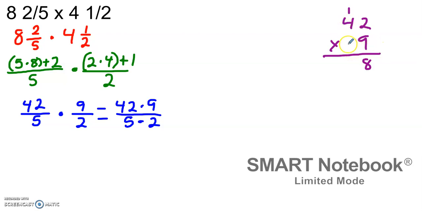9 times 4 is 36 plus 1 is 37. So I have 378 over 5 times 2. That one I don't need to work out. I could just write that here. And 5 times 2 is 10. So I have this now and I want to simplify it.